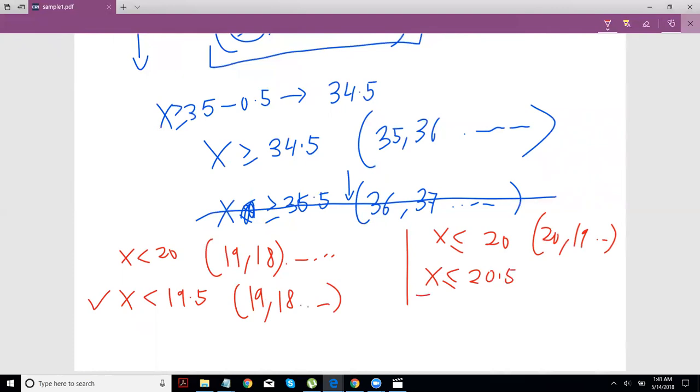Because if I write this, it is correct, because this would still give me 20, 19, 18, since if I think of integer values less than 20.5, 20 is included in them. So this is the way I like to remember and figure out my continuity correction.